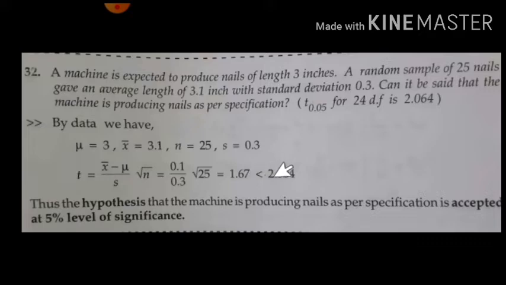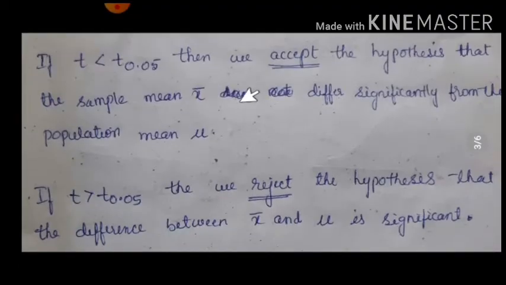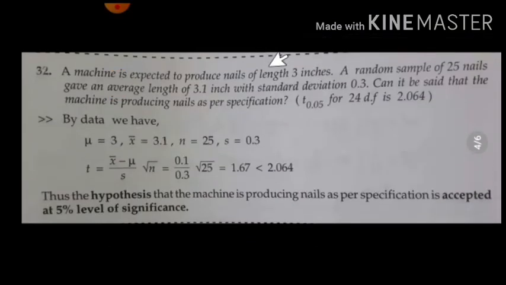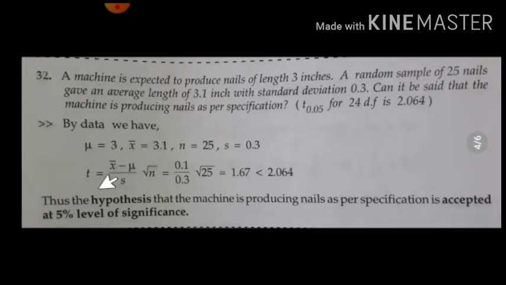It is less. So if the calculated T value is less than the table T value, then what is the condition we discussed in the previous video? It is, if T is less than T.05, then what we have to do? We need to accept the hypothesis. So here we accept the hypothesis. What is the hypothesis we have made? The machine is producing nails as per the specification. So that itself, which they have written in the last line, is accepted at 5% level of significance.